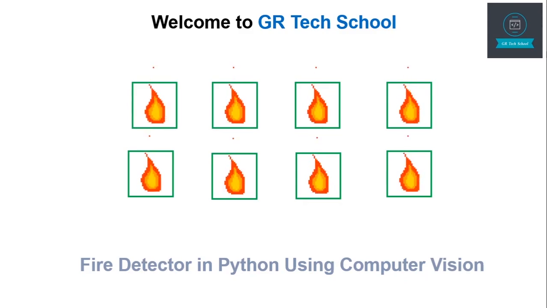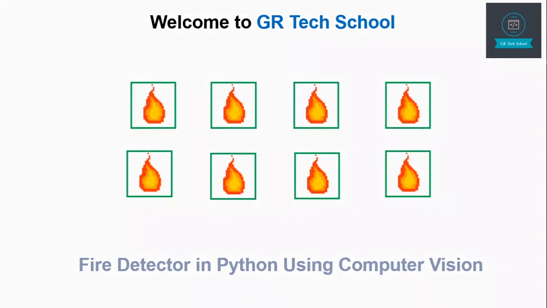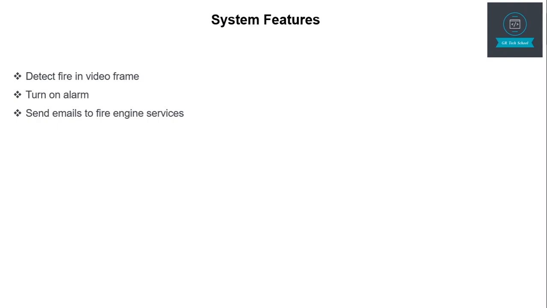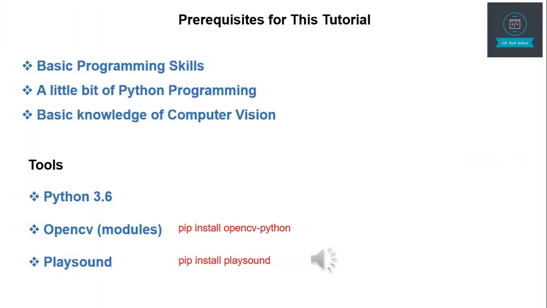In this video, I'm going to teach you how to create a fire detector in Python using computer vision. So let's get started. We're going to create a computer system which is going to detect fire in video sequences. This system has three main features. It can detect fire in video frames, it can turn on an alarm, and then it can send emails to fire engine services to alert them.